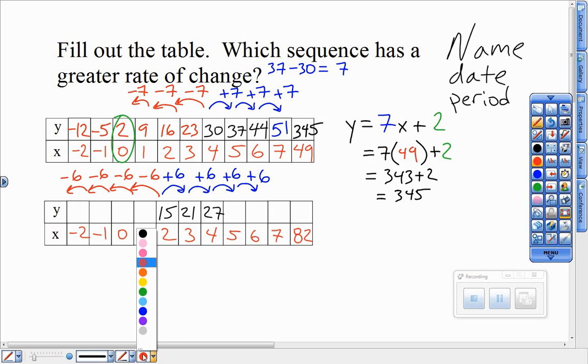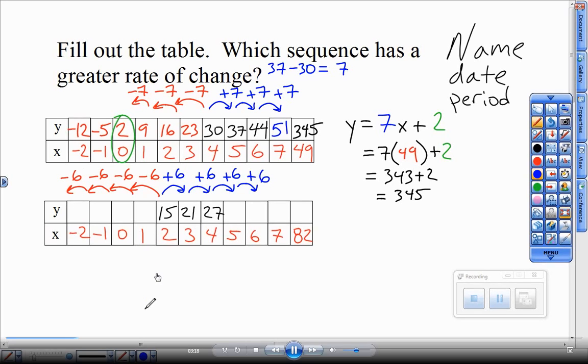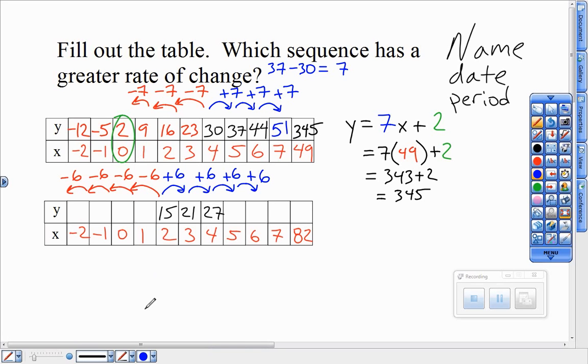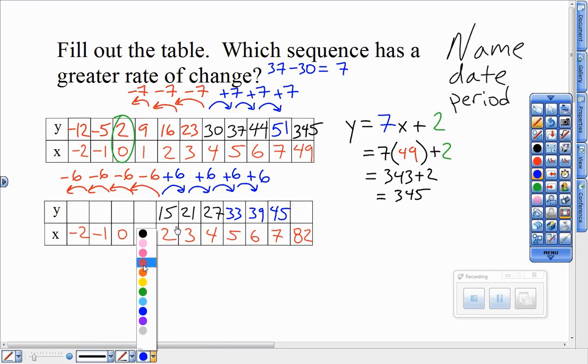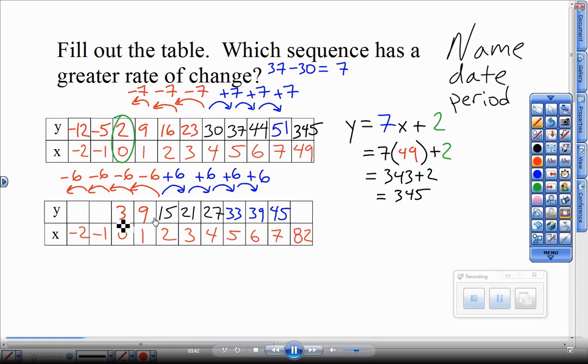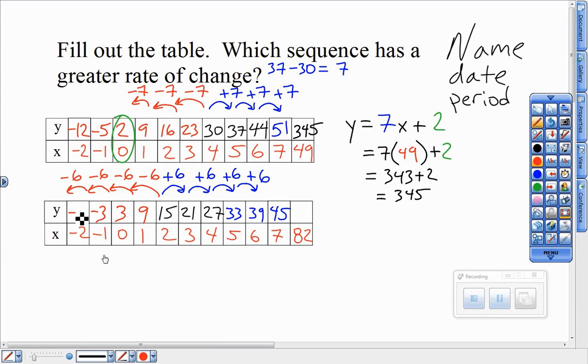you'll have access to calculators when you're doing this for a big grade on the line for a test. So 27 plus 6 is 33. 33 plus 6 is 39. 39 plus 6 is 45. And then going the other way. 15 minus 6 is 9. 9 minus 6 is 3. 3 minus 6 is negative 3. And negative 3 minus 6 is negative 9.